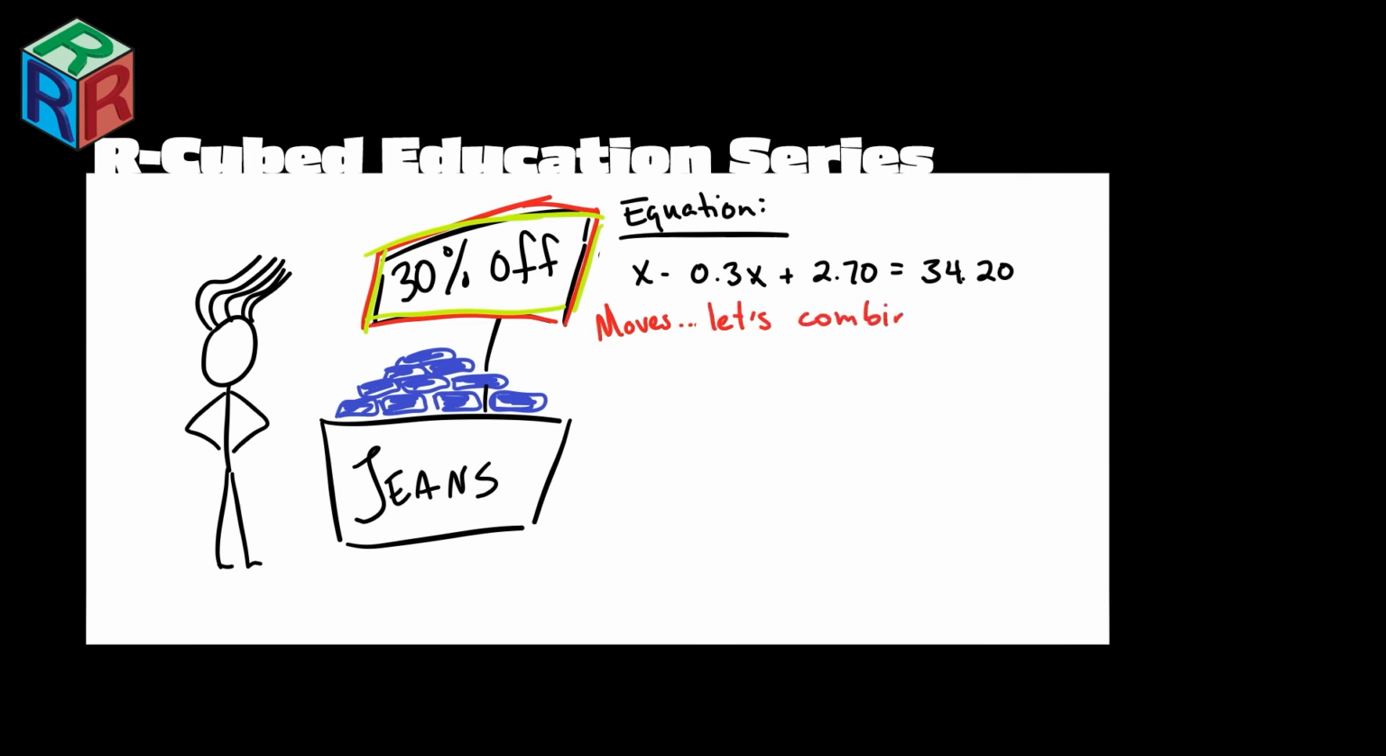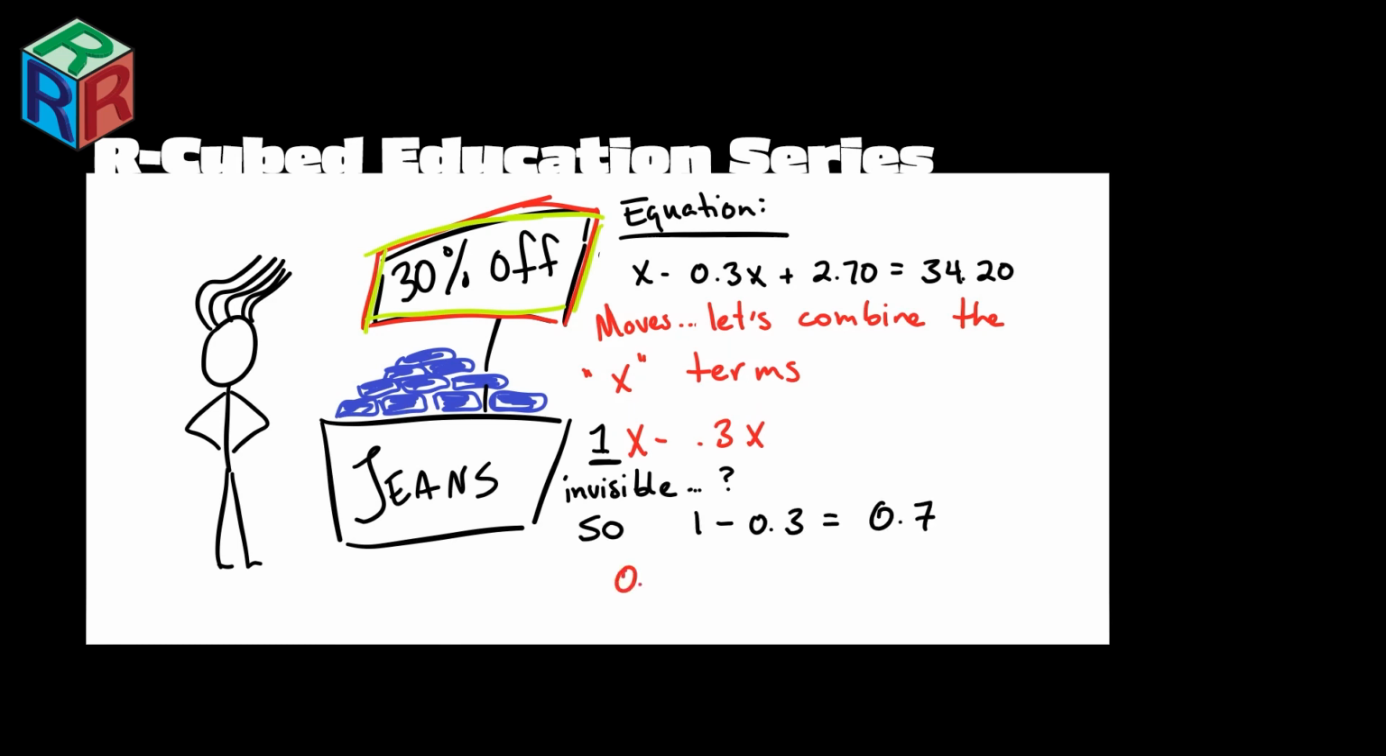So last thing we're going to do is combine the X terms. We have X minus 0.3X. Now we have an invisible number. What is it? Exactly, it's a 1. And so we do 1 minus 0.3 and we get 0.7. And our new equation looks like that. So now our discount has been combined. And if you think about it, the 0.7 is what we're paying. We're paying 70% because we take 30% off.